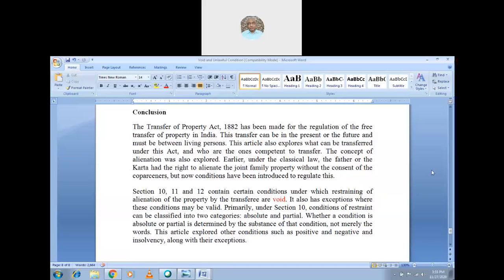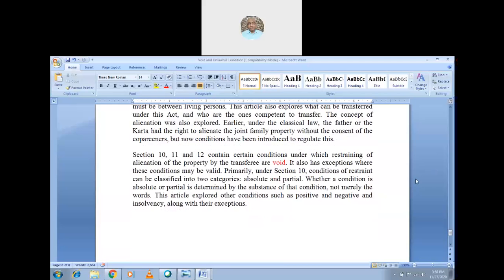Earlier, under the classical law, the father or the karta had a right to alienate the joint family property without the consent of the coparceners. But now conditions have been introduced to regulate it. Even the karta could not do so. He has to obtain the permission from the other family members.